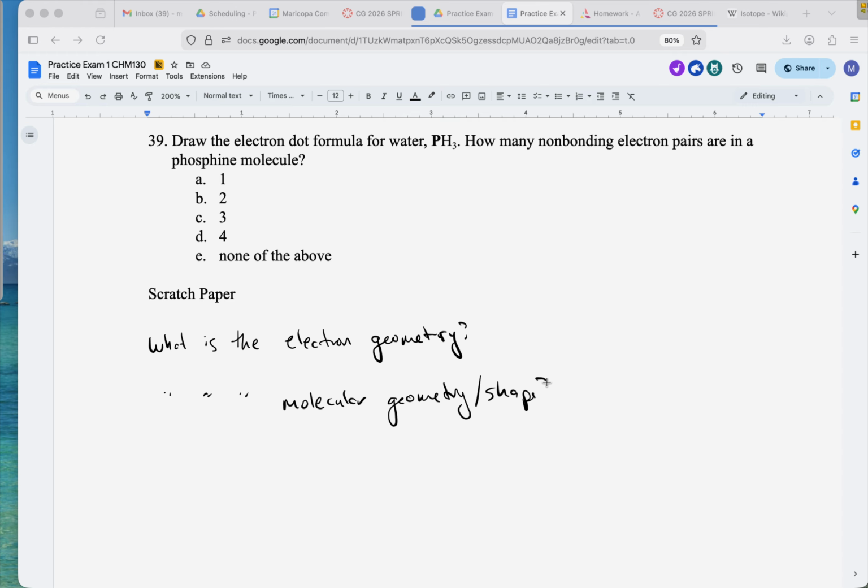I see you. Give me a sec. Fair question. So there's a typo here. It says water, and then it shows pH 3. Okay, pH 3 is what you should be using. It should say phosphine instead of water.